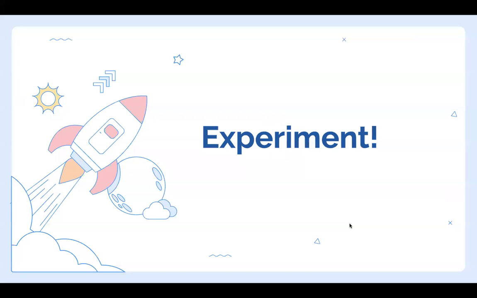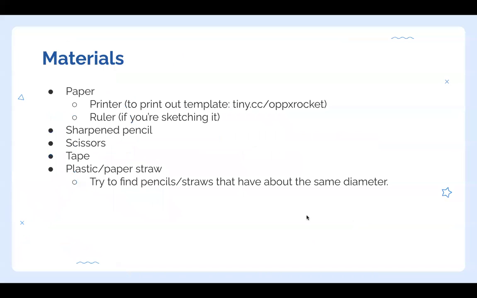All right, so now we're going to move on to the actual experiment. So first, here are the materials that you're going to need. So you're going to need a piece of paper. It would be great if you have access to a printer, since we're going to be using a template. So if you do have a printer, then go head over to the link tiny.cc/opxrocket and print out that template.